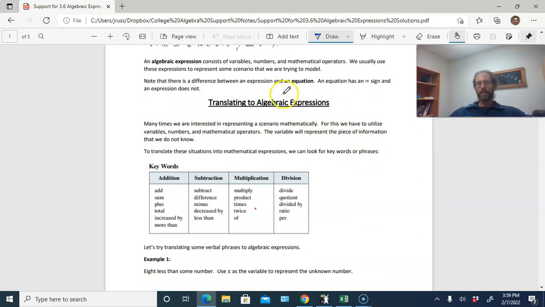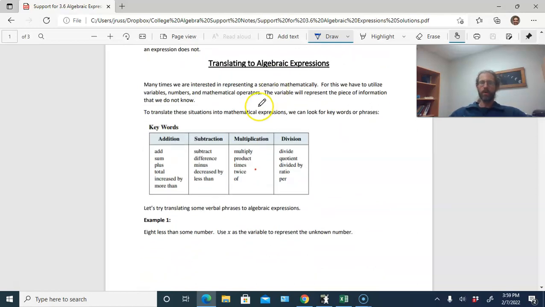Alright, so translating to algebraic expressions. What's going to happen is we're going to be given an expression basically written in words. We're going to have to represent that expression using variables, numbers, and also operators. And so this is a chart with some key words that will help you figure out which operations to use. So if you see any terms or any phrases of this nature, they're going to denote addition.